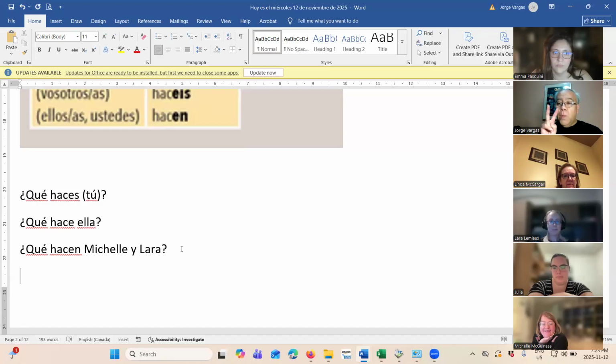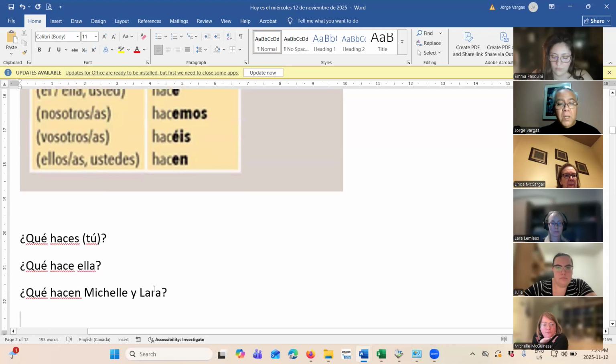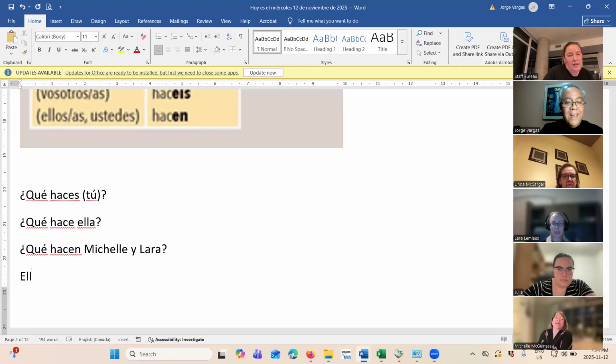Beautiful. Now, could we please replace the names with a personal pronoun? This column here, rather than saying names. Okay, Michelle, go for it. And in this case, we want to say they. Ellos hacen. But in this case, it's two girls. So ellas. Ellas hacen pan.